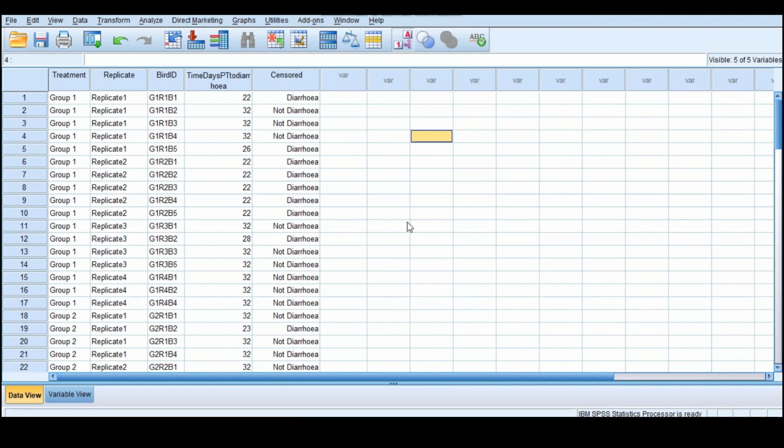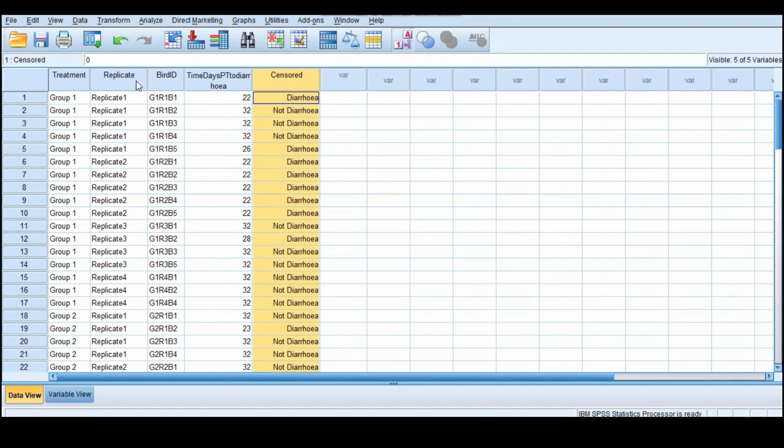One of the things you need to understand when performing survival analysis is that there are three things. One is you need to have a unique identity. The other thing is time, and then the other thing is censorship. Censorship means that this event did not occur.